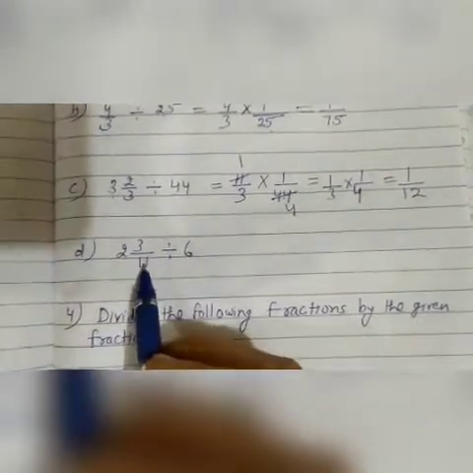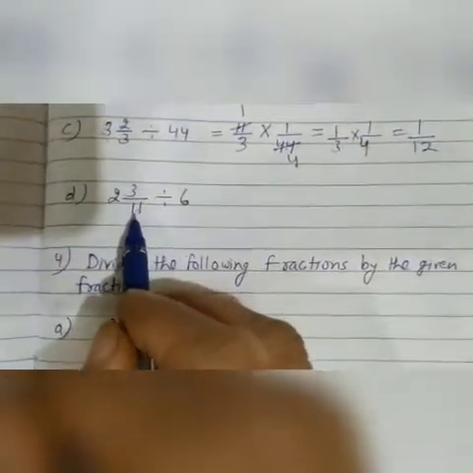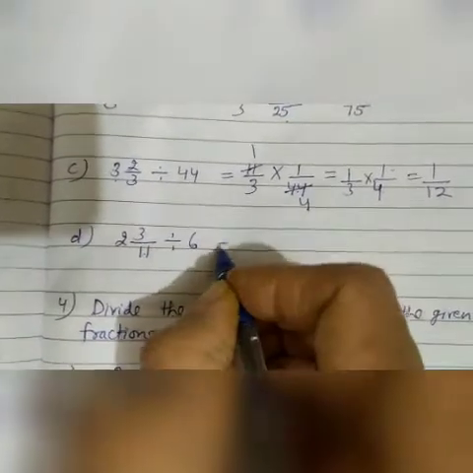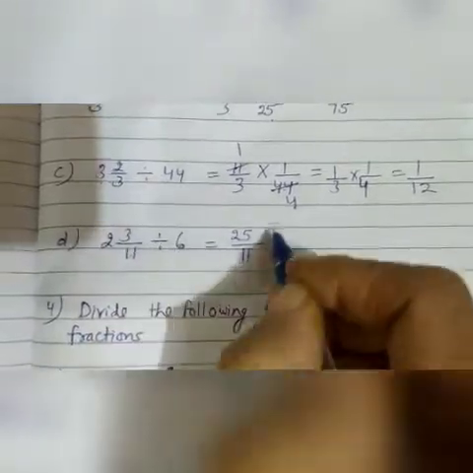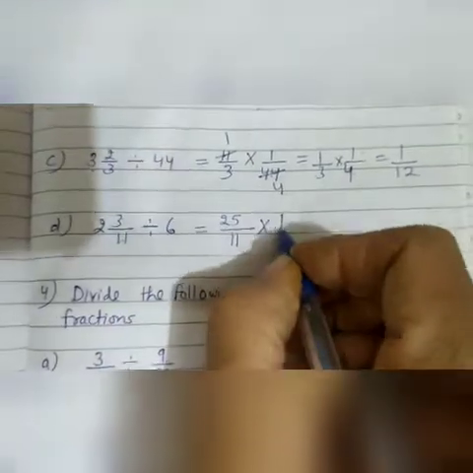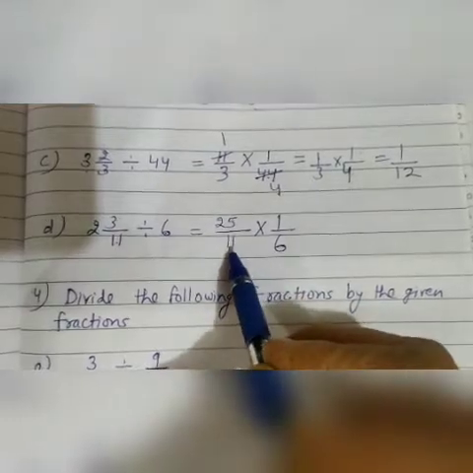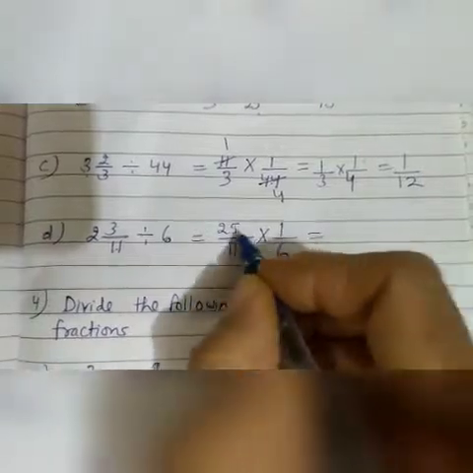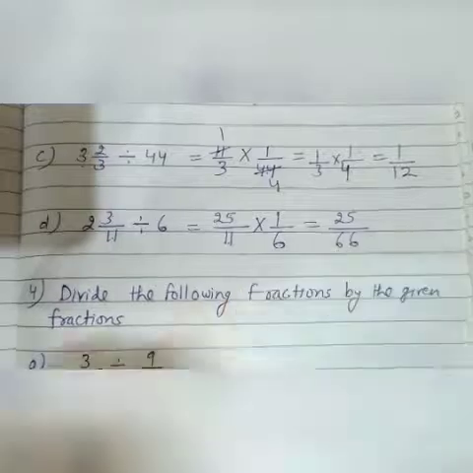Next is 2 2/3 divided by 11/6. Again this is a mixed number, so we will change it into an improper fraction. 11 twos are 22, 22 plus 3 is 25. So 25 upon 11. Divide will change into multiply, and the reciprocal of 6 will be 1 upon 6. Now see, we cannot simplify 25 and 11, or 25 and 6. So we will multiply: 25 times 1 is 25, and 11 times 6 is 66.